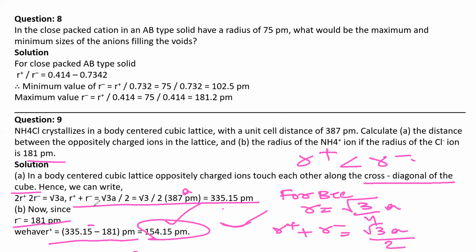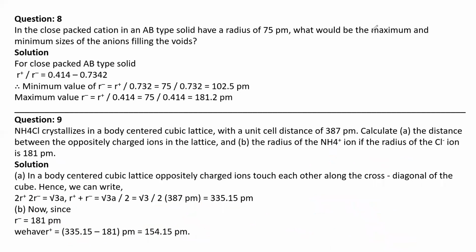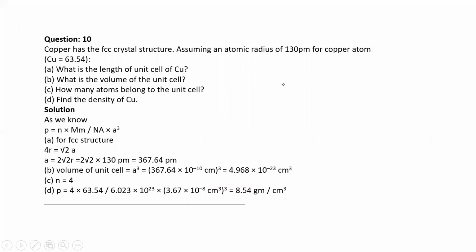In this case, it is BCC that is given. So r is equal to root 3 by 4 a. For the simplest ratio between the distance between the oppositely charged ions, we have to divide by 2. So we got the answer root 3 a by 2. I hope you understood this question. I'm proceeding to the next question.